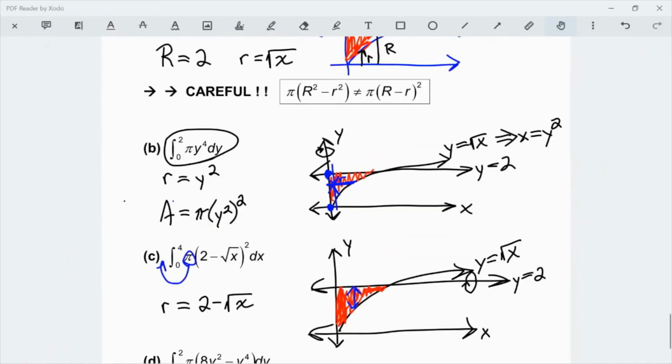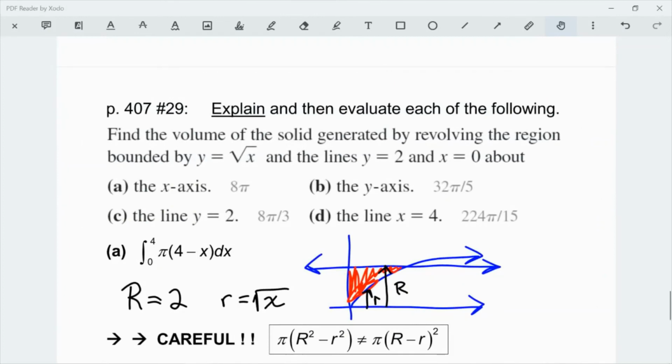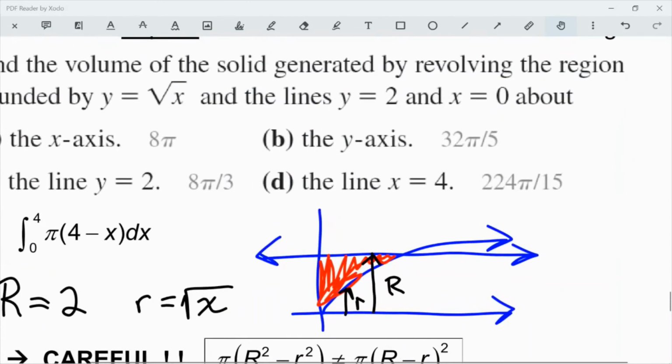Okay, and again, you can see on all three of these, the three that we've done so far, the exact solutions. Let's take a look at the last one, the line x is equal to 4. Okay, so we're going to take that region, and we're going to revolve around x is equal to 4.